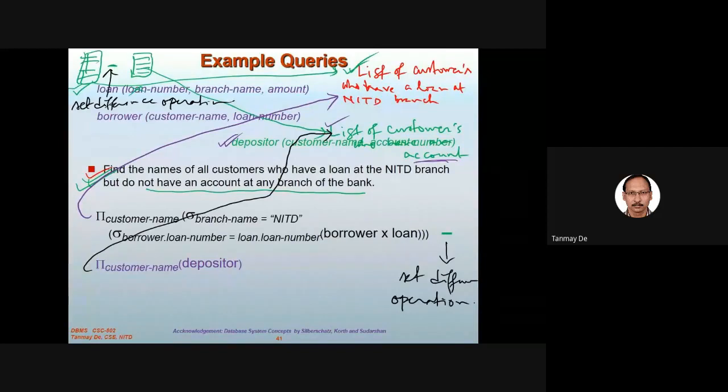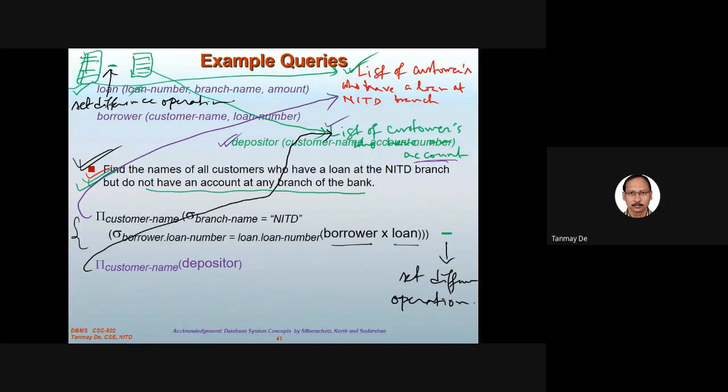If the query is changed, say this question is: find the names of all customers who have a loan at NIT Durgapur branch but not an account at NIT Durgapur branch, then at that time we need to consult the depositor and account relations. Similarly, we need to write it in the same way, with customer, depositor, name, branch, account.